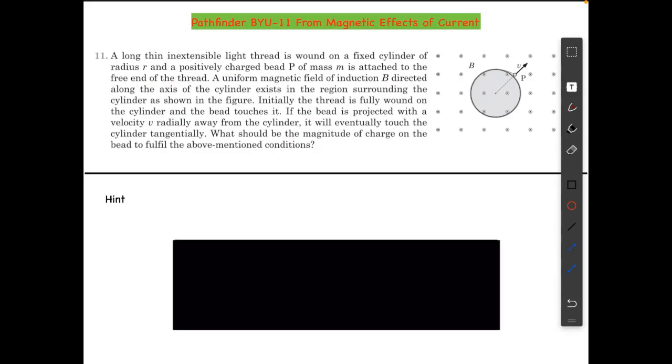Hello guys, here we have question number 11 from the Build Up Your Understanding exercise of the chapter Magnetic Effects of Electric Current from Pathfinder. So let's look at the question.